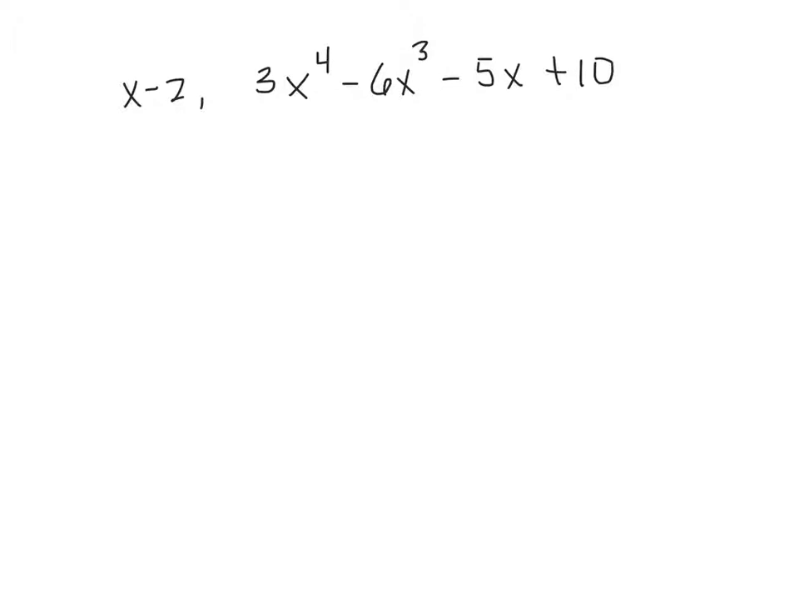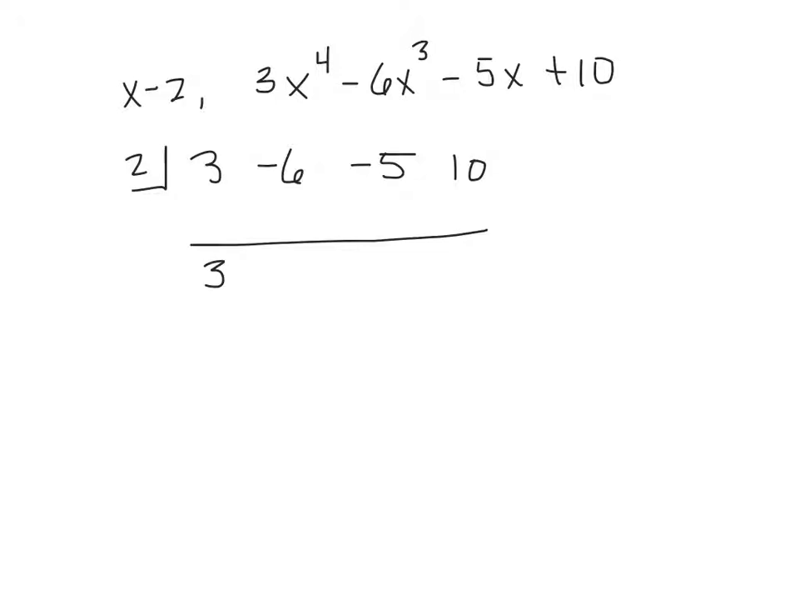All right, let's try this one. So again, the 0 that we would get from the factor would be 2. And we list out coefficients, set up the synthetic division. So we always bring down that first coefficient. There's nothing to add to it. And then multiply it by the 2. We get a positive 6. Add down, we get 0.